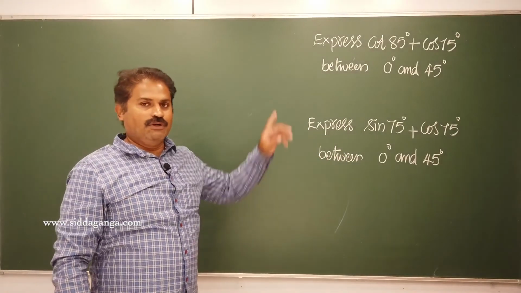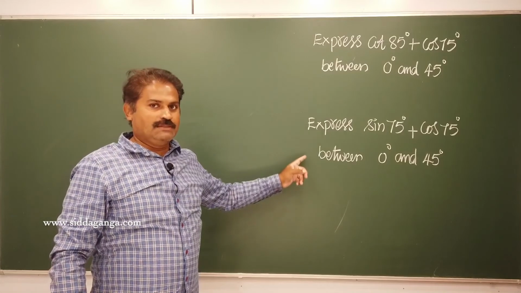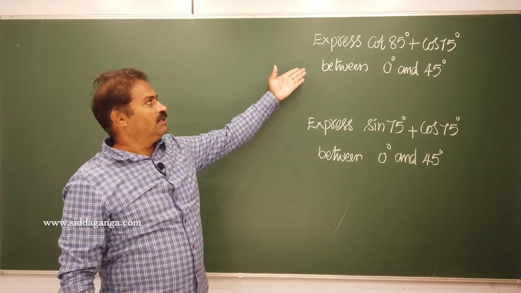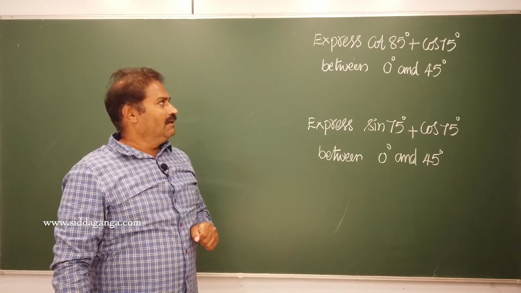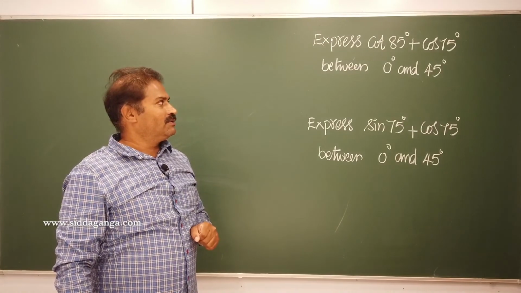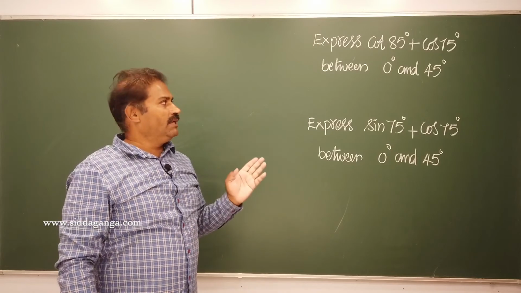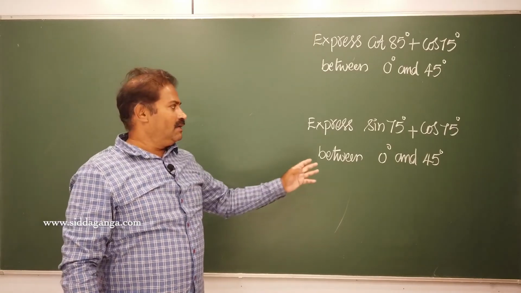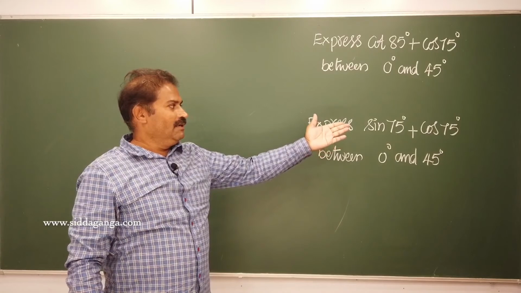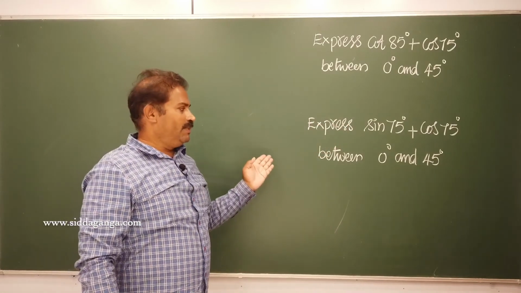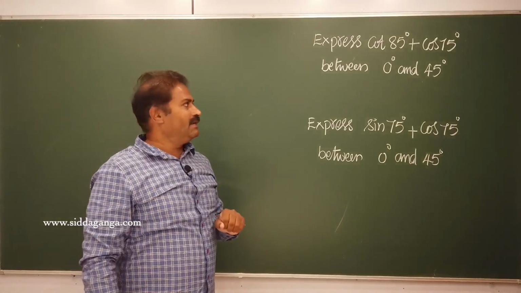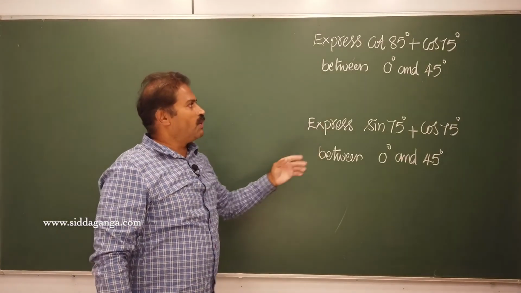And here you have one worked example and one exercise problem, which are very similar. You need to express cot 85 degrees plus cot 75 degrees as trigonometric ratios of angles between 0 degrees and 45 degrees. And here also you need to express sin 75 degrees plus cos 75 degrees in trigonometric ratios between 0 and 45 degrees. So we'll deal with both the problems.